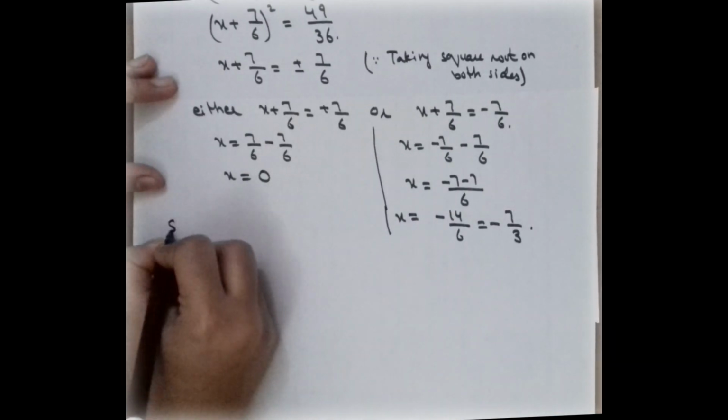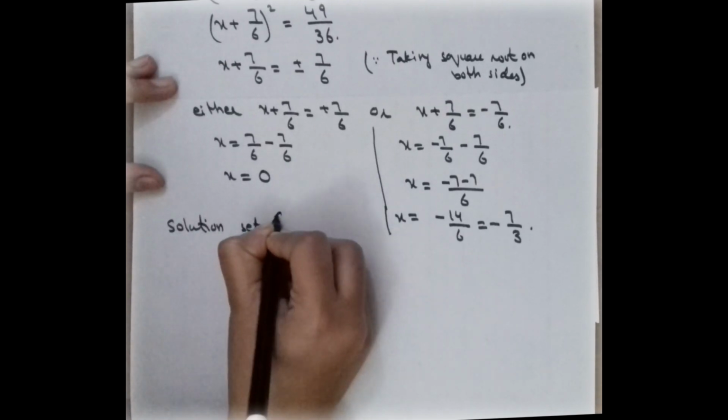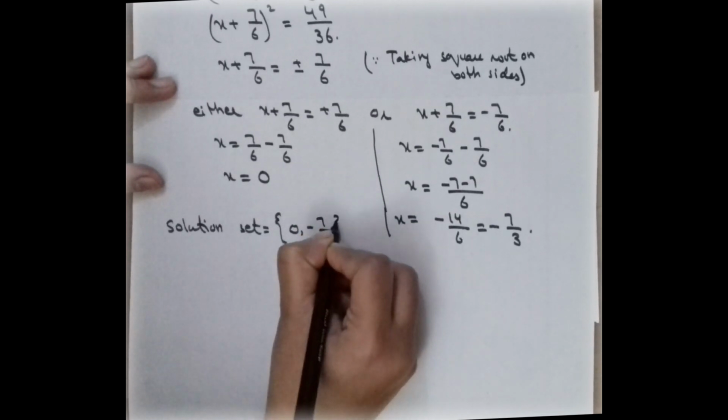So we have two solutions of this equation. We can write the solution set as 0 and minus 7 over 3.